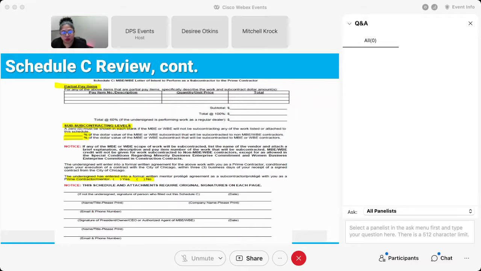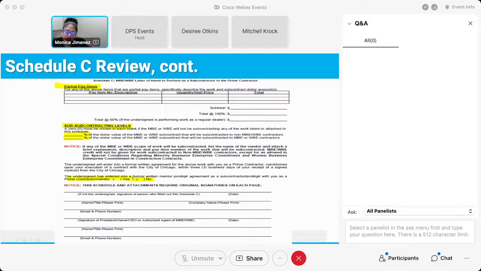Page 2 of the Schedule C will show if you're not performing 100% of the pay items and you're only doing a partial pay. This is the section that you fill out. Again, common errors that we see: the subcontracting levels. If the MBE, WBE, DBE, or veteran business enterprise is going to perform the work but has to subcontract out a portion of their work, whether to another minority, women, veteran, disadvantaged business, or to a non-certified firm, then we need to understand that portion that's going to be subcontracted out. What is the percentage that will be subcontracted out?